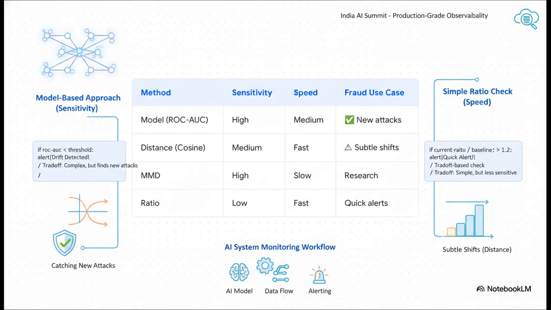The cool thing is, you've got options here. This table kind of breaks down the different ways you can detect embedding drift. You've got to balance sensitivity versus speed, right? So if you want to catch totally new attack patterns, maybe a more complex model-based approach is the way to go. But if you just need a quick and dirty alert, a simple ratio check might be all you need.